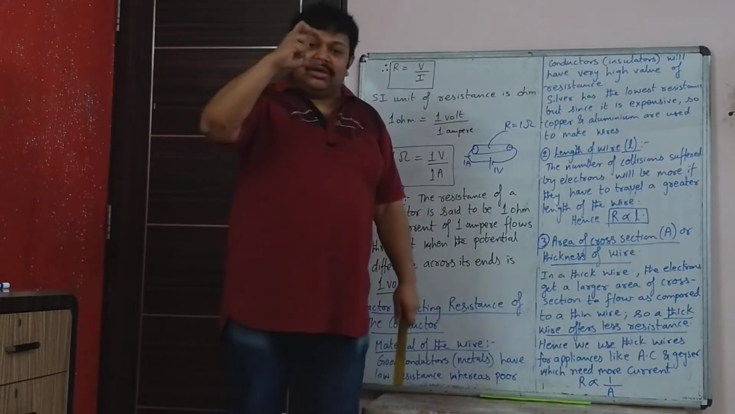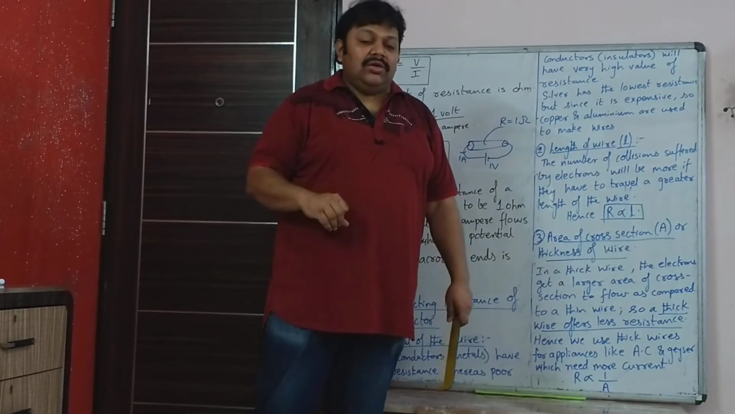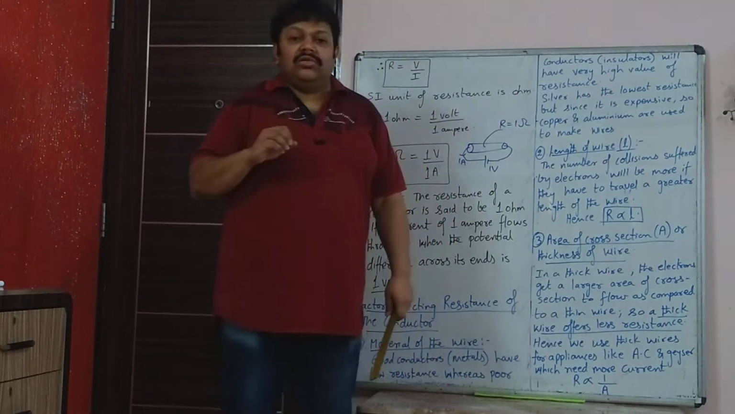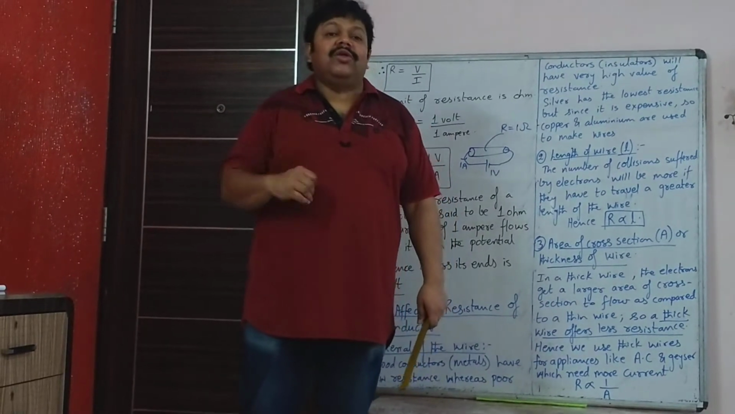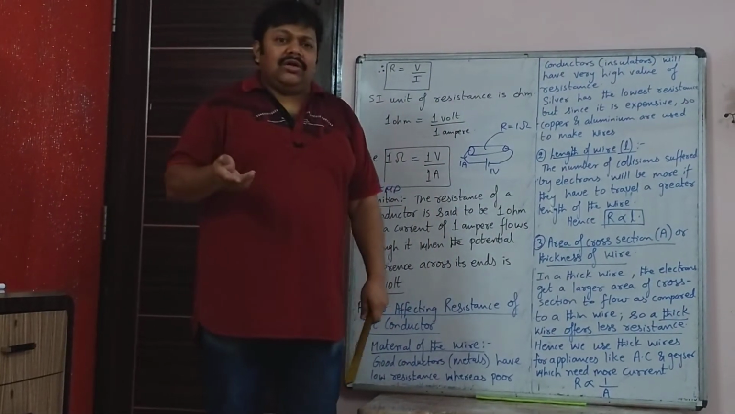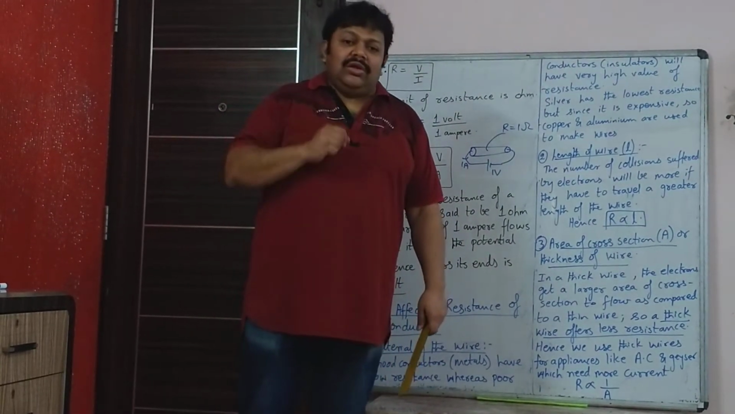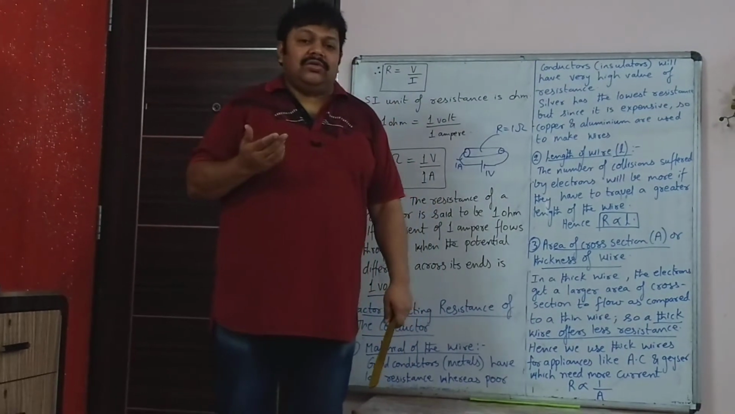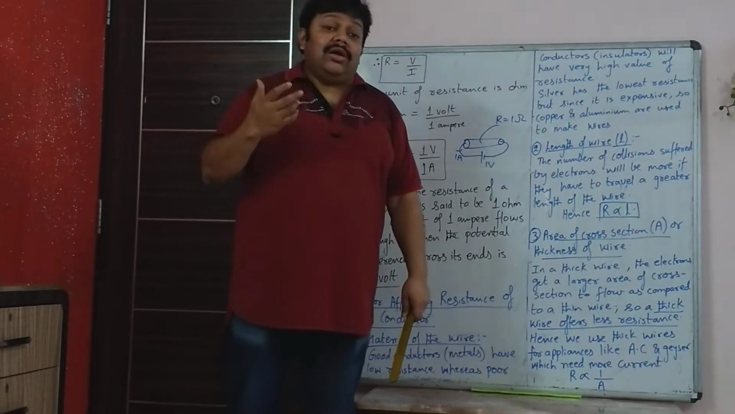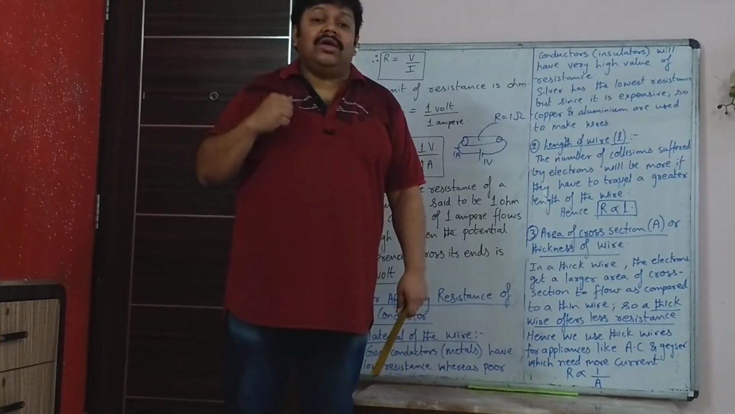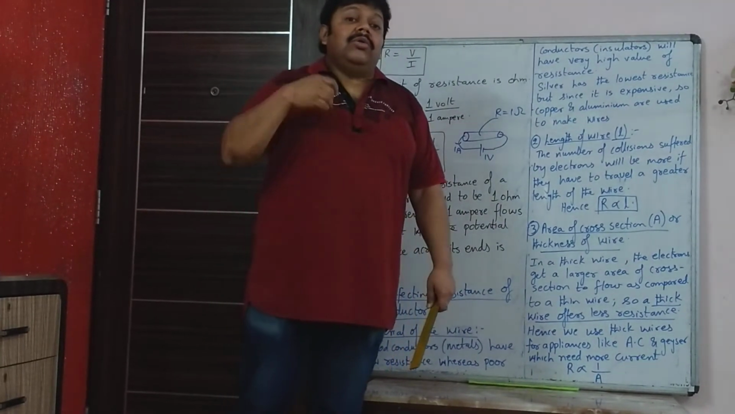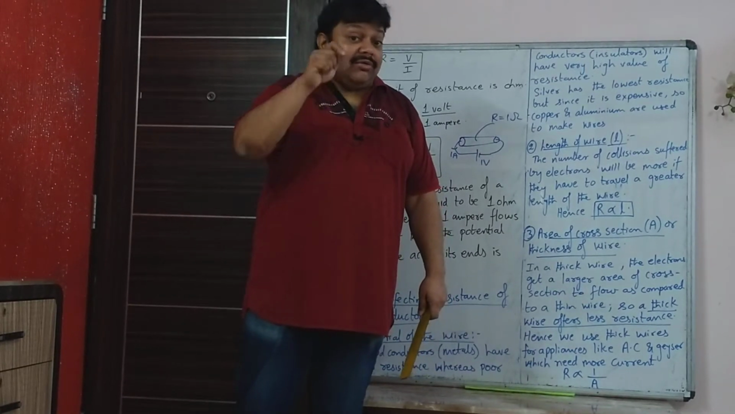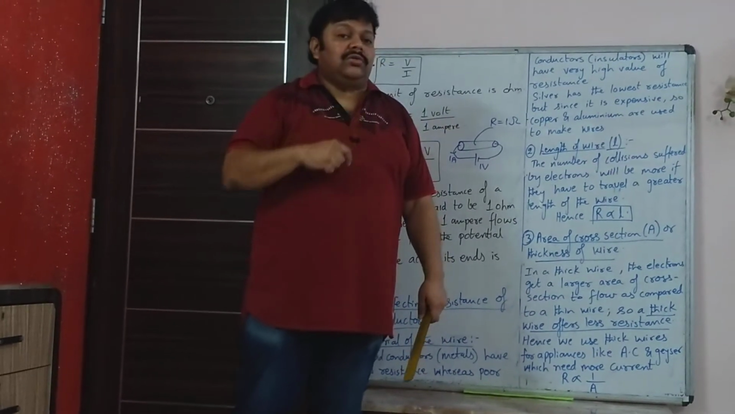You have seen thick wires and thin wires. Generally in your house, appliances like the bulb, tube light, fan, etc. will have thin wires because they don't require so much current. So thin wires have high resistance, whereas thick wires are used for your geyser, AC, all those appliances. Remember, thick wires don't have high resistance, they have low resistance.